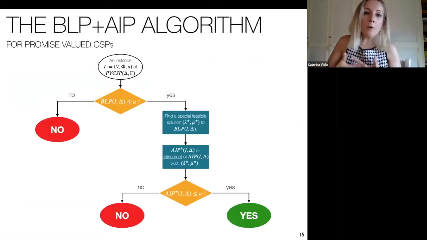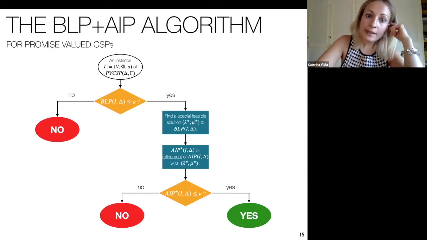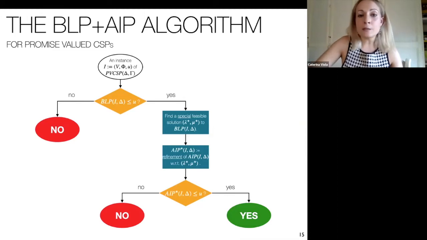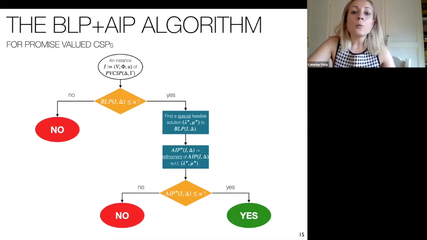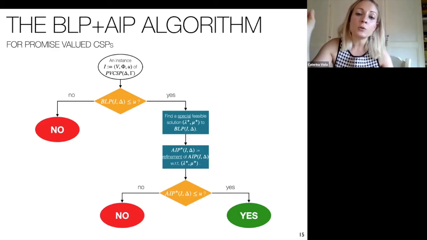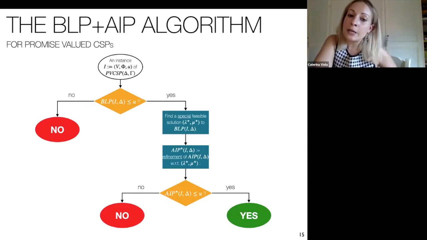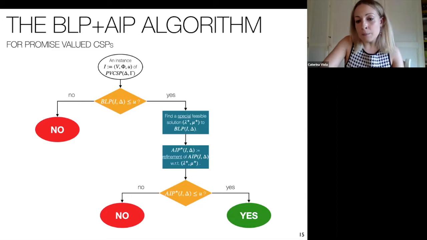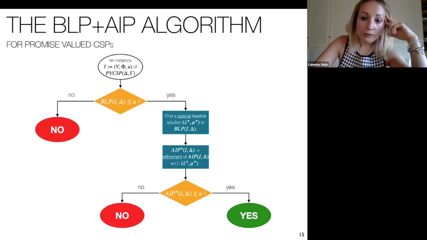Okay, so our algorithm works in this way. We start from an instance I, V, capital phi, U of PVCSP(delta, gamma). And we first ask if the optimal value to the BLP(I, delta) is bounded by U. If the answer is no, then the output of our algorithm is no. Otherwise, we first find a special feasible solution lambda star, mu star to the BLP(I, delta). And then we compute the refinement of the AIP(I, delta) with respect to the special solution. We ask if the refined AIP(I, delta)'s bound is at most U. And if the answer is no, then the answer of the algorithm is no. Otherwise, the answer of the algorithm is yes.